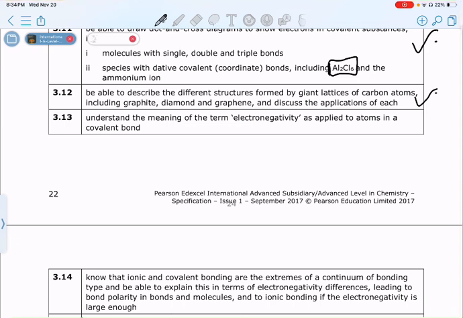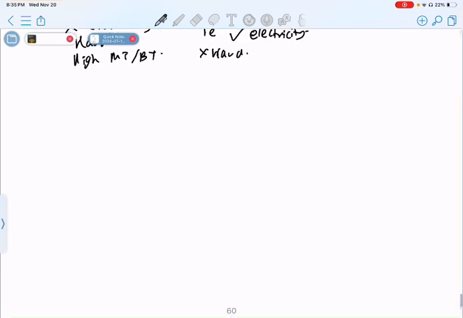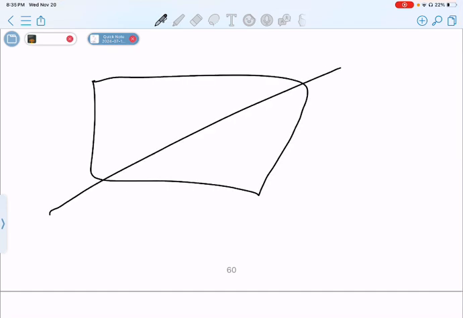Understand the term electronegativity. So, what do we define electronegativity as? Electronegativity is a property that describes the tendency of an atom or a functional group to attract electrons towards it, okay? So what we should know is that electronegativity increases as you go from left bottom to top right. If this is your periodic table, this is the direction of increase of electronegativity. Meaning as you go up, it'll increase, and as you go to the right, it'll increase, okay?